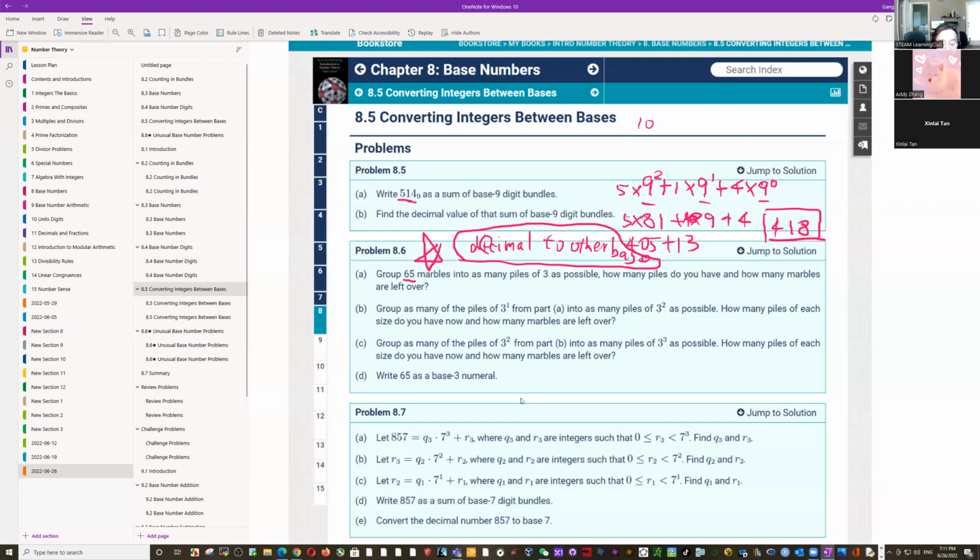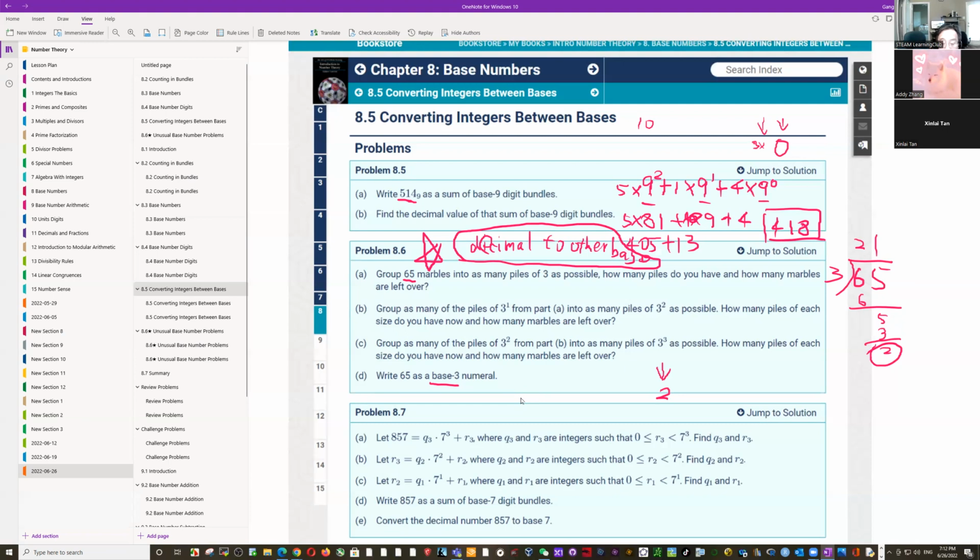So 65 marbles, we divide by 3. We get 21, since 3 times 21 is 63. Then 65 minus 63 leaves 2. So the remainder is going to be 2. As a base 3 numeral, the ones digit will be 2. I say this with certainty because imagine that you already have a base 3 number. Other than the last digit, every position is 3 multiplied by whatever digit is there.